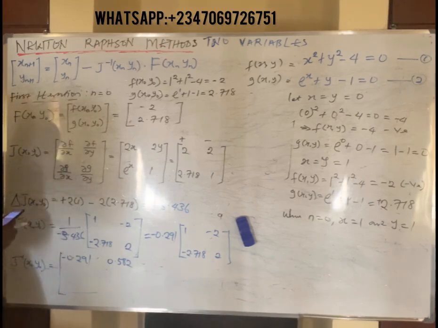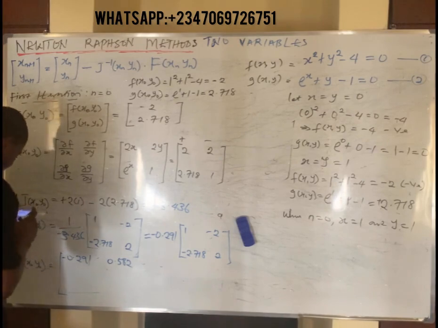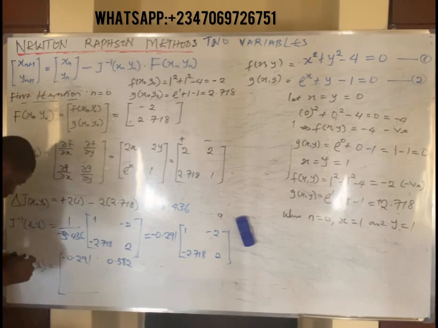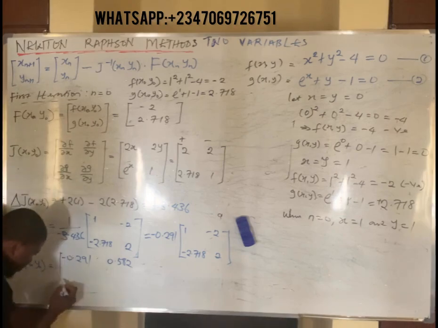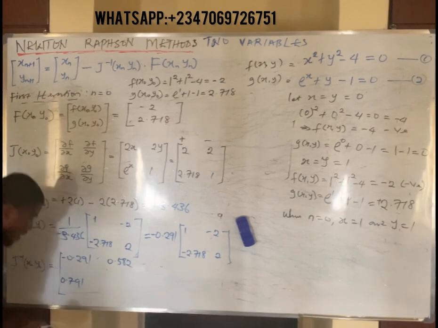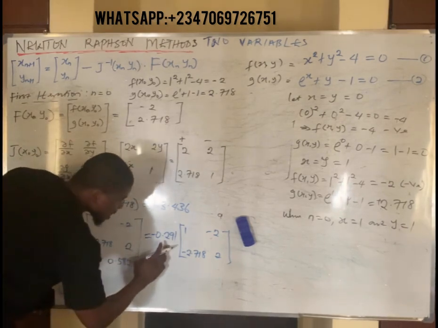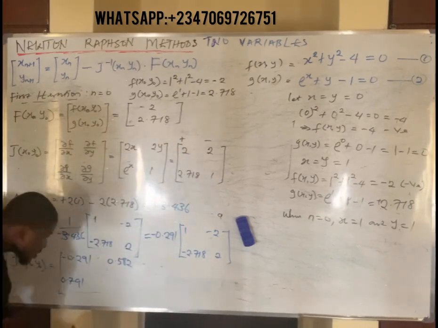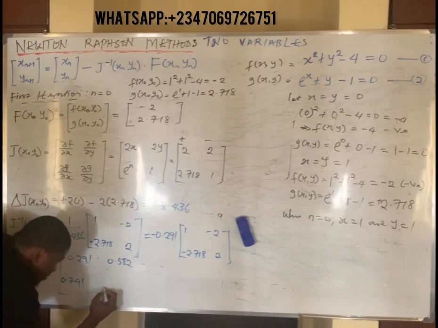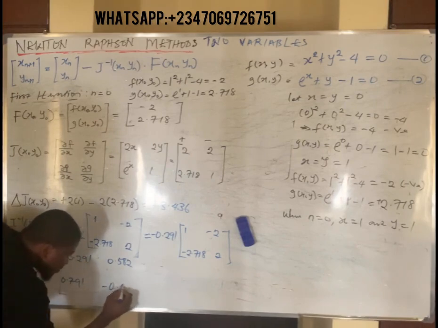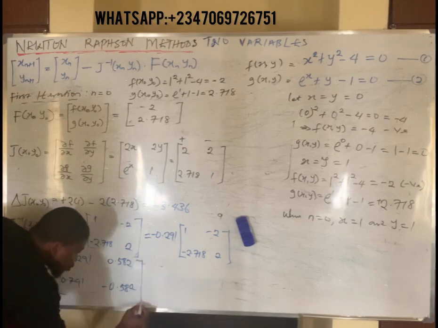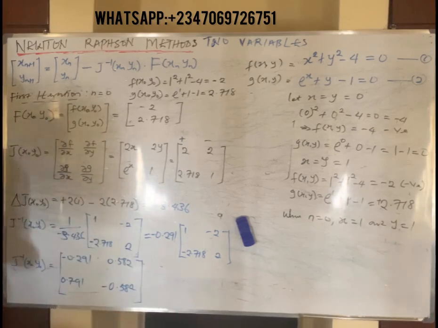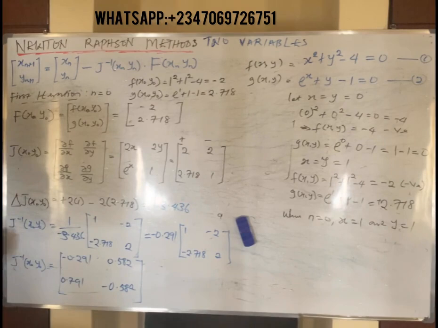That gives us approximately 0.791. So we have approximately 0.791. And finally, negative 0.291 multiplied by 2. Again, that gives us this time around negative 0.582. So this gives us the Jacobian inverse of that matrix.